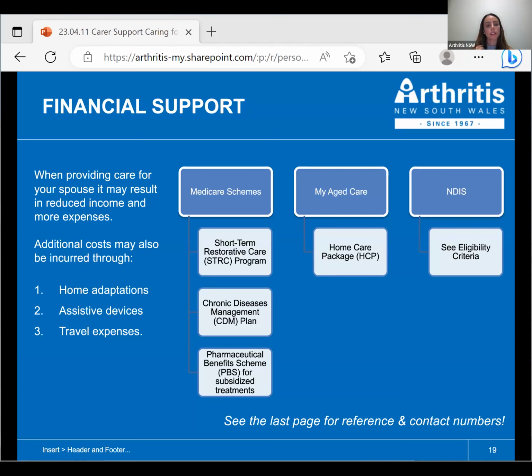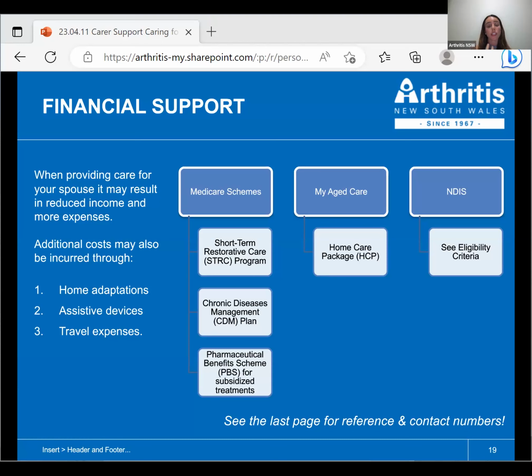The last one is the pharmaceutical benefit scheme, which is available to reduce the cost of medication. So under the PBS, the government will subsidise the cost of certain medications. Most analgesics, anti-inflammatory, anti-rheumatic drugs are usually covered, but if you have a concession or a pension card, this will further reduce the costs of certain medications.